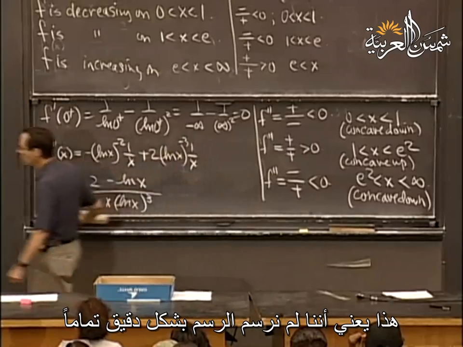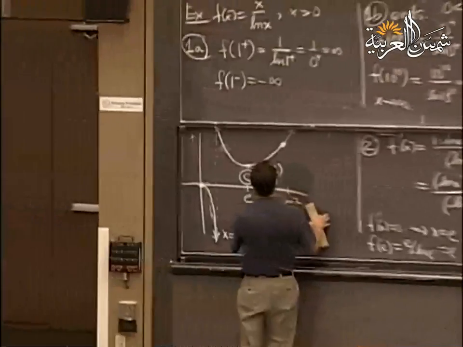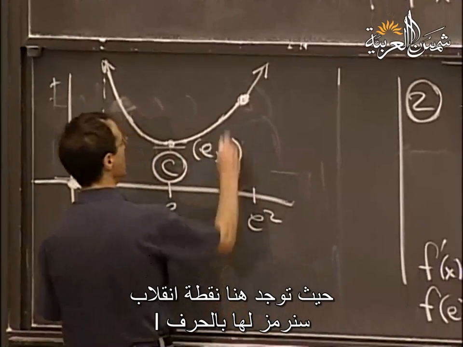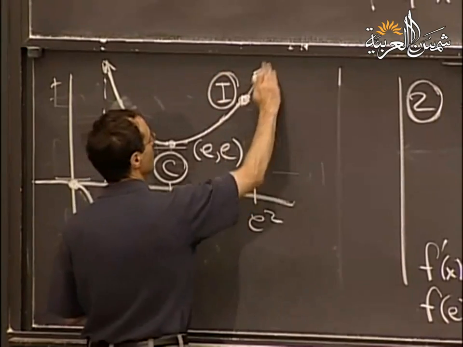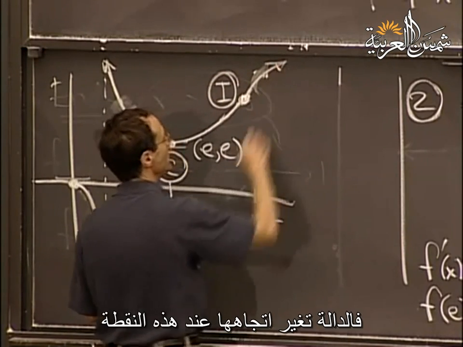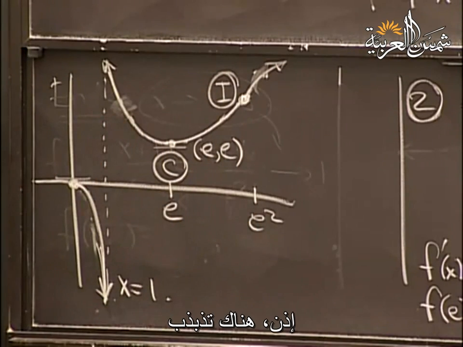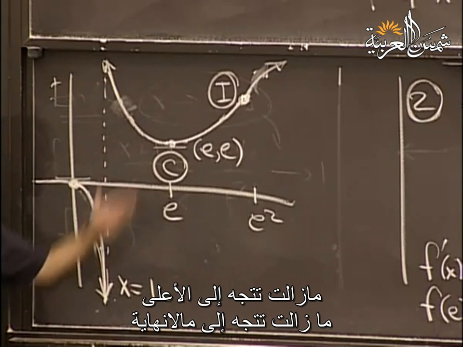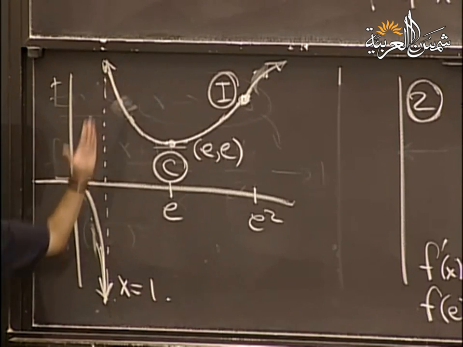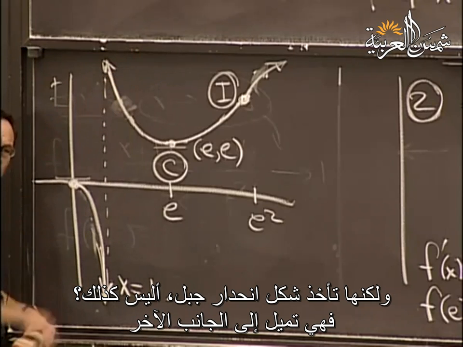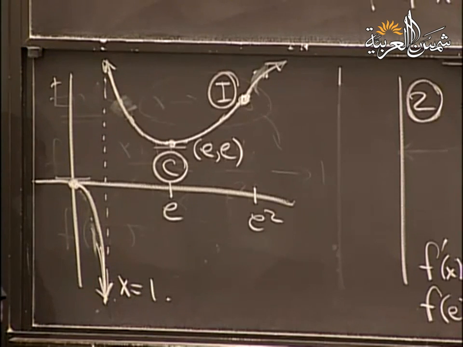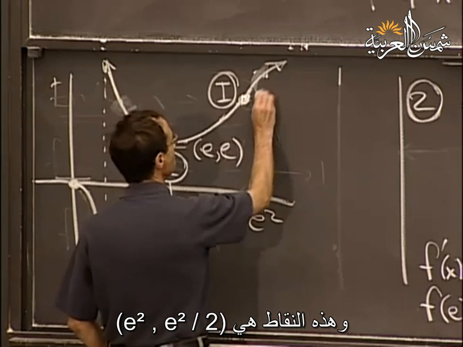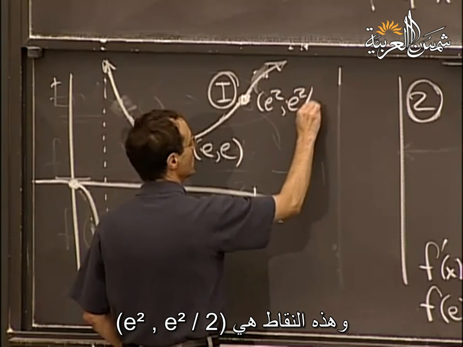And so we didn't quite draw the graph right. There's an inflection point right here, which I'll label with an I. And it makes a turn the other way at that point. All right, so there was a wiggle. There's the wiggle. Still going up, still going to infinity, but kind of the slope of a mountain. All right, it's going the other way. All right, this point happens to be e squared over 2.